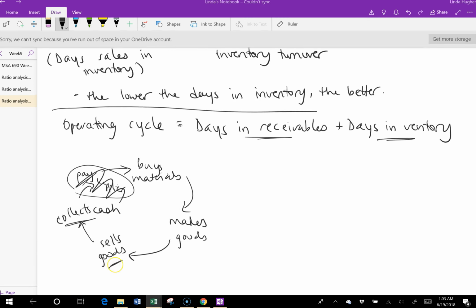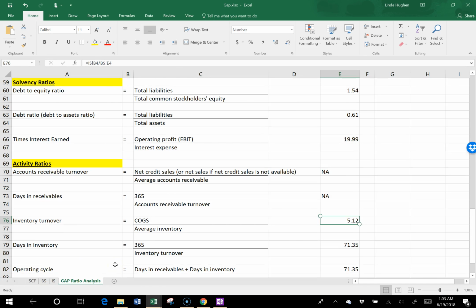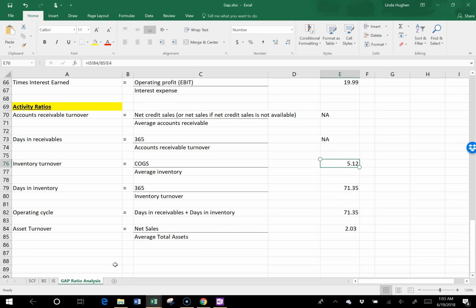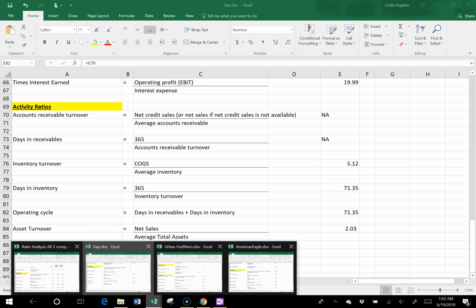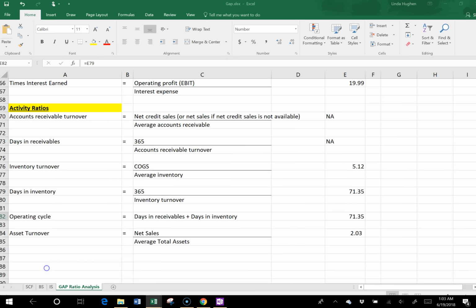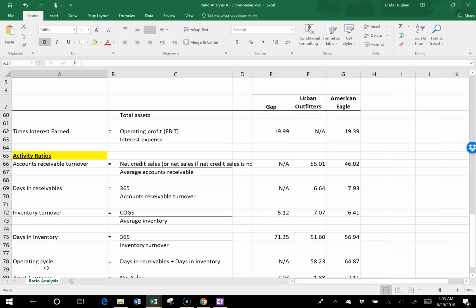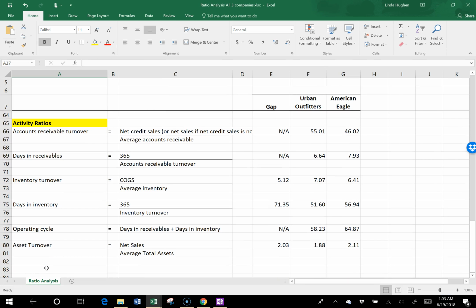Now these are easy calculations. Let's go to Gap. Since we have our information for days in receivables and days in inventory, all we need to do is add them up. Do the same thing for Urban Outfitters and American Eagle, and let's take a look at the results here. Operating cycle, now we can't do this for Gap because we don't have the information for receivables, but we can see that Urban Outfitters has quite a bit lower operating cycle as compared to American Eagle.